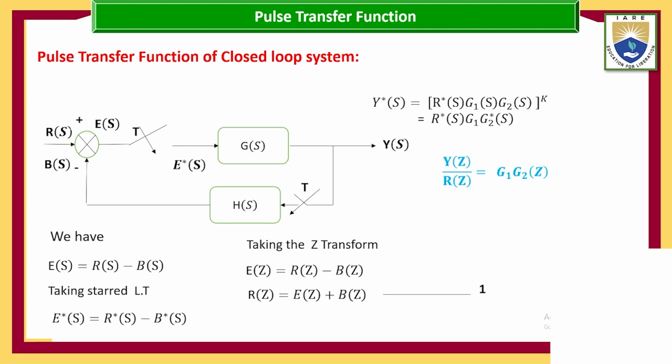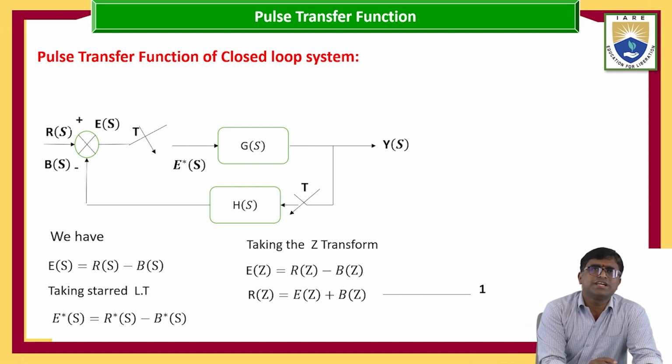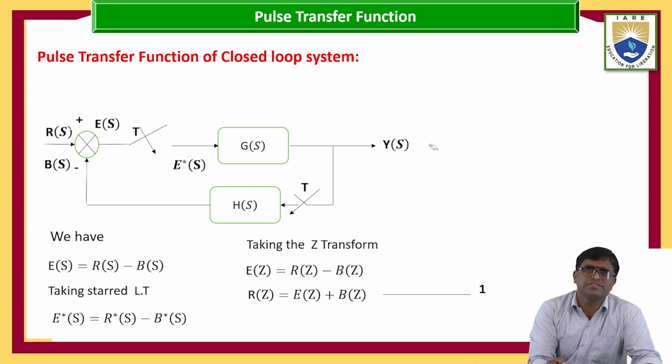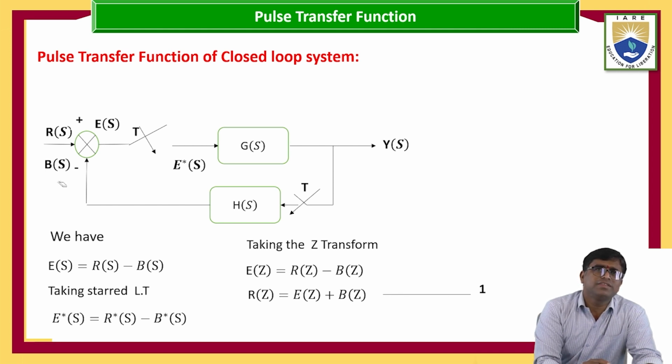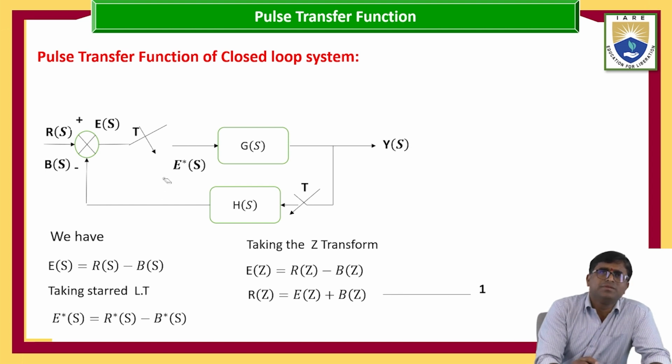Now I am going to move on to the pulse transfer function of the closed loop system. Now I am going to find the pulse transfer function of the closed loop system. Taking here R of S as the input function, E of S is the error function, and for this one, taking the star Laplace transform, that is E star of S. G of S is the forward path, Y of S is the output, H of S is the feedback path, and B of S is the H of S value, that is the feedback value. Now I am going to find the closed loop pulse transfer function. Now, see, from this diagram, we have E of S equal to R of S minus B of S.